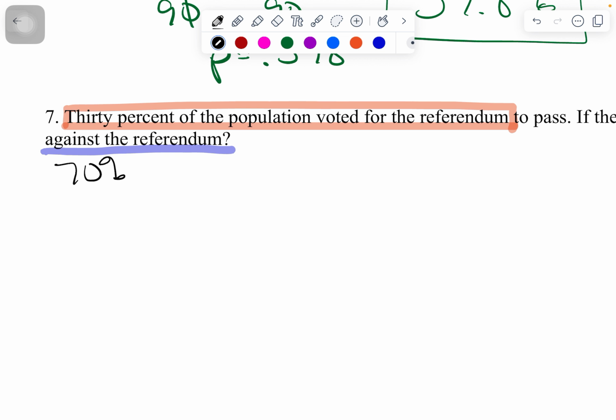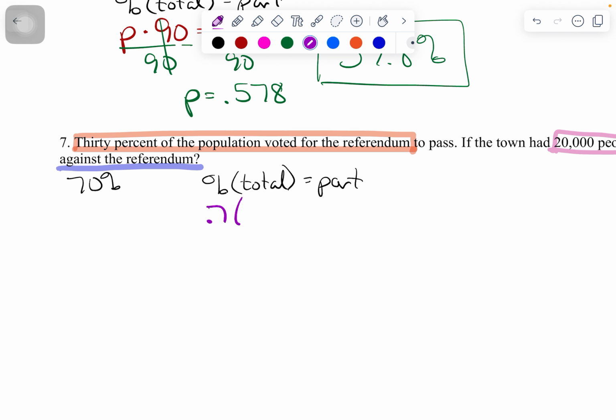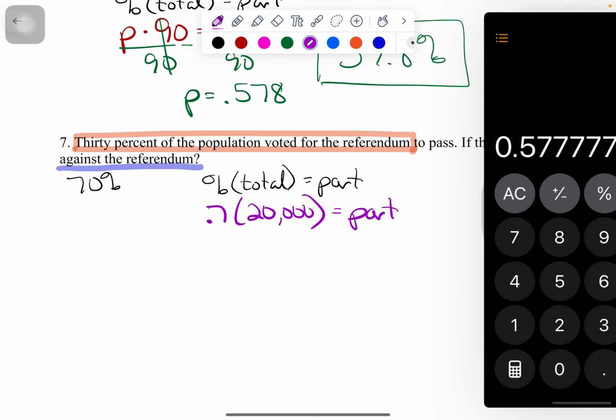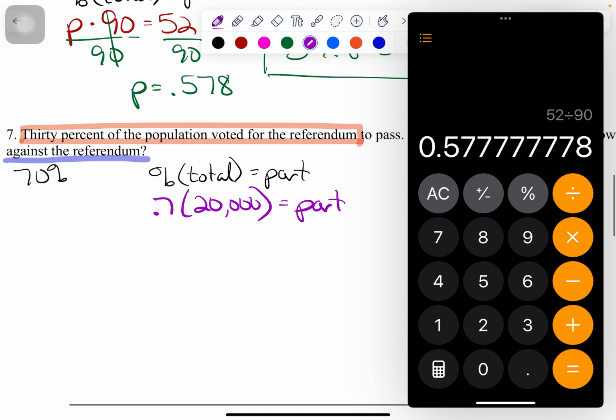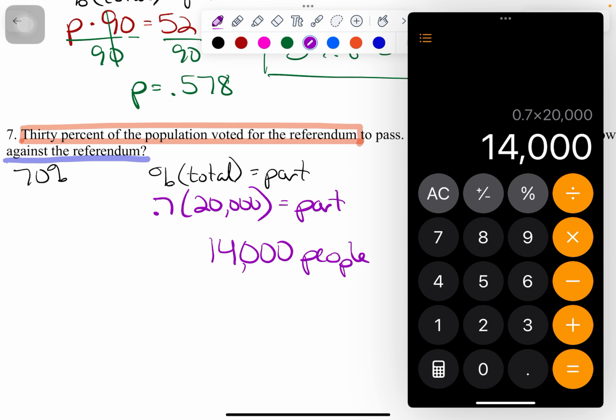So we're going to go back to percent times total equals part. So our percent, 70% is 0.7 or 0.70. Our total population is 20,000 people. I got all my zeros there. Equals our part. So let's go ahead and grab the calculator one more time here. So 0.7 times 20,000, 14,000 people.